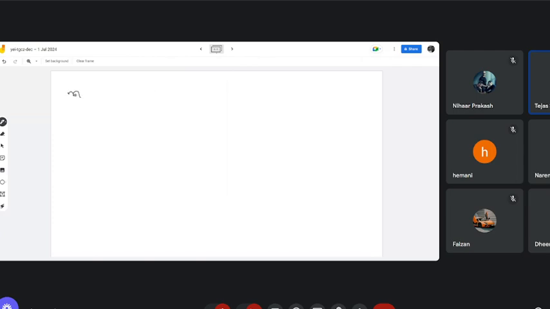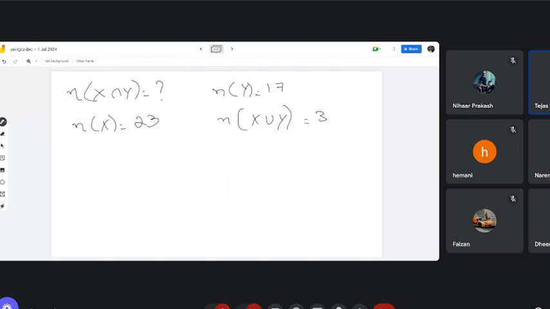Find N of X intersection Y. They've given us a few data. N of X is given to us as 23. N of Y is given to us as 17. N of X union Y is equal to 38. Find this.